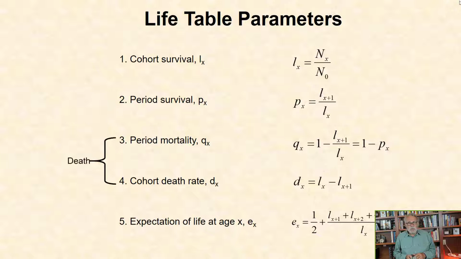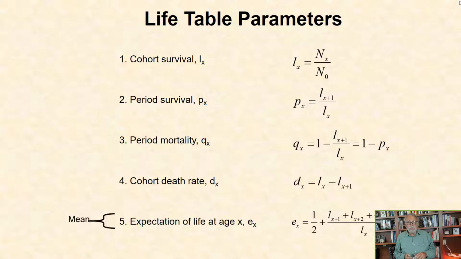Third, QX and DX are both parameters concerned with death. However, as I noted in the last module, QX is the probability of dying in a single age interval given individuals are alive at the start. In contrast, DX is the probability of a newborn individual dying in the interval X to X plus 1.